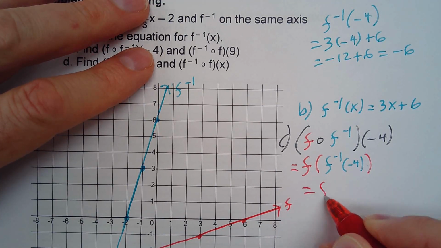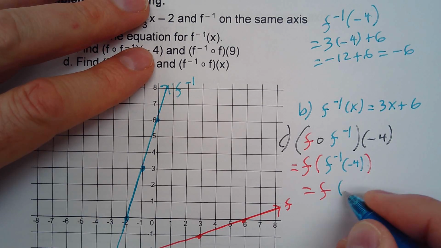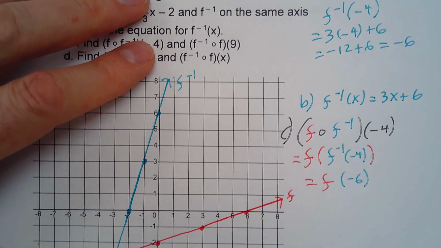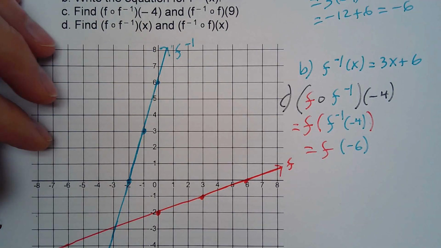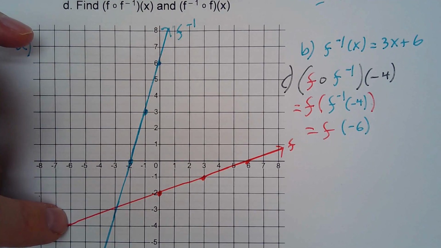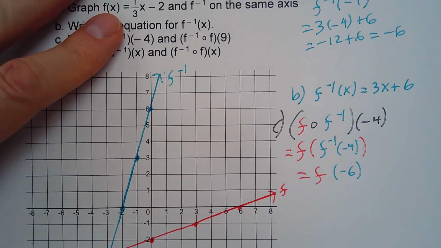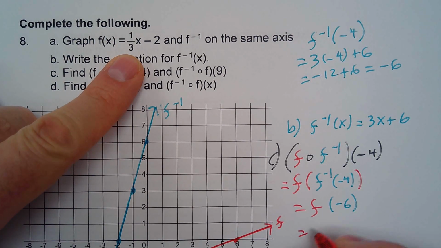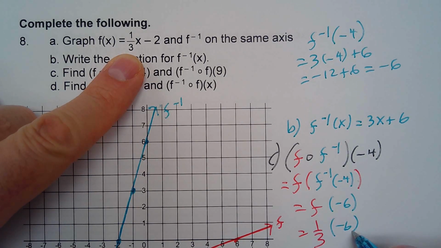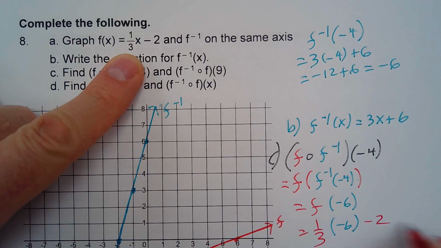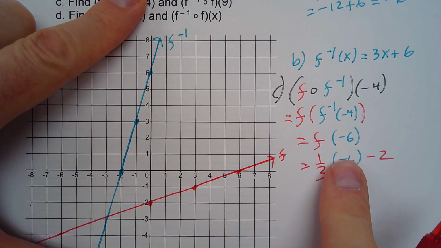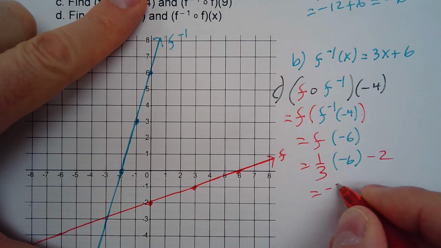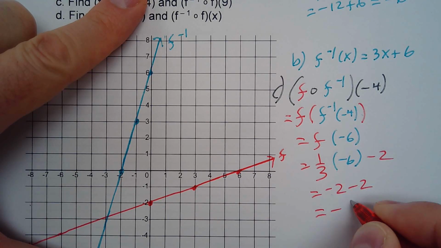So now we're taking f of -6 and guessing that's going to be -4, but let's do it algebraically. So I'm going to take 1/3 of -6 minus 2. That's a -2. Minus 2 is a -4.